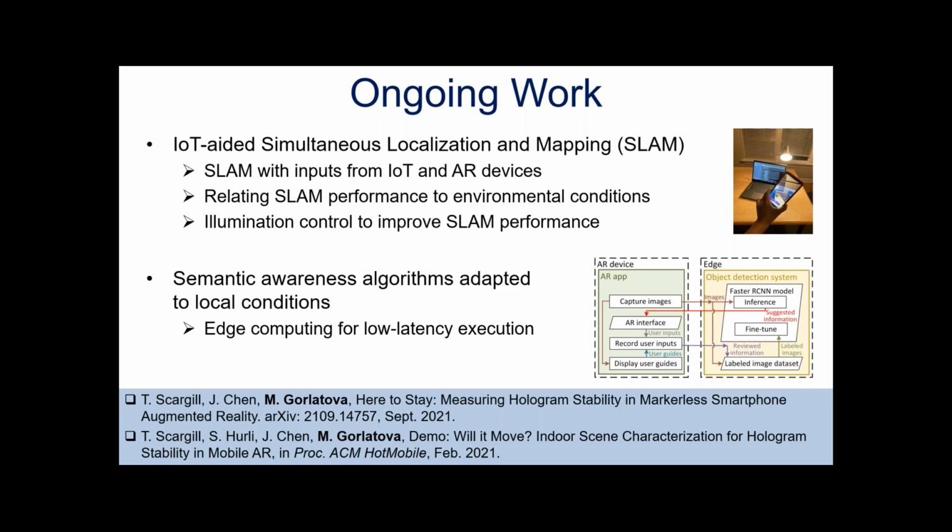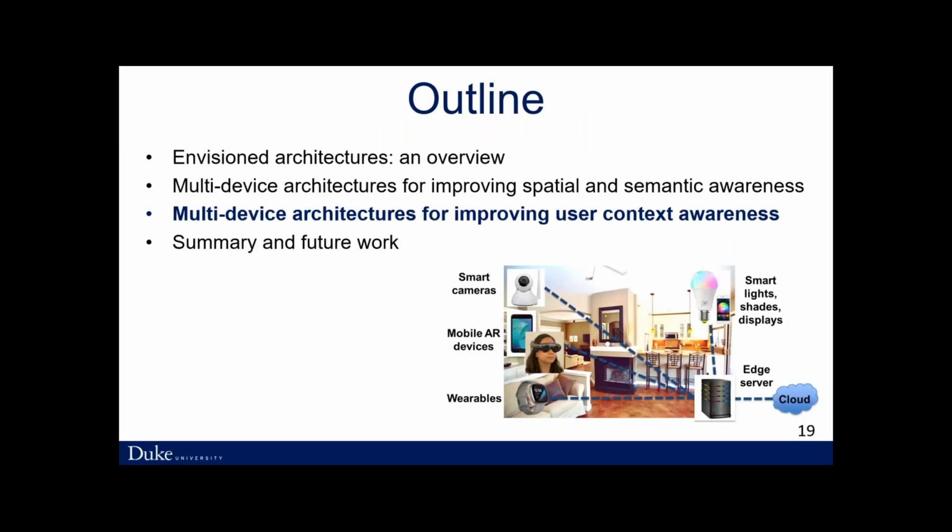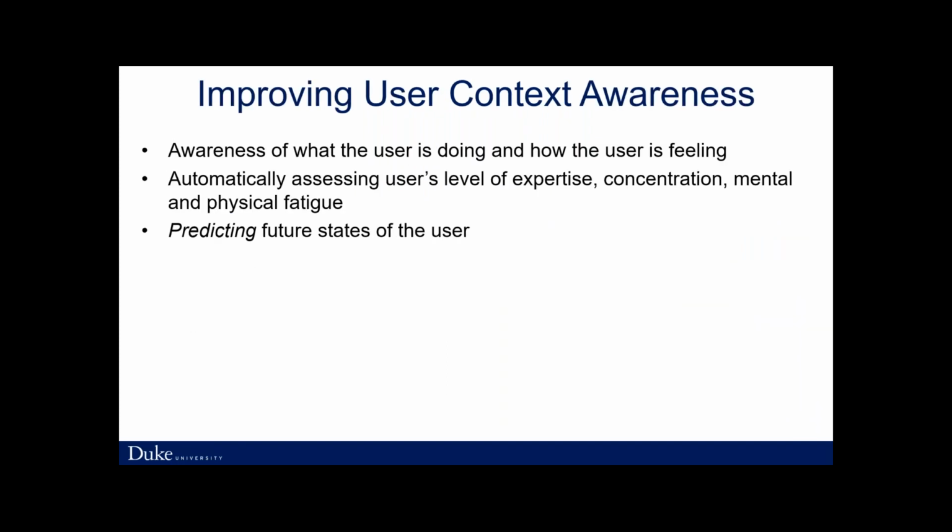I also want to talk briefly about how we can use multi-device architectures for improving user context awareness. And this is awareness of what the user is doing and how the user is feeling. Ideally, we would like AR experiences to be adapted to the state of the user. We would like to adapt the guidance to whether the user is concentrating on a task or whether they are tired, whether they're an expert in the task or whether they're a novice. So for instance, in our AR guided surgery applications, we would like to show different types of guidance to surgeons who are only training and to expert surgeons.